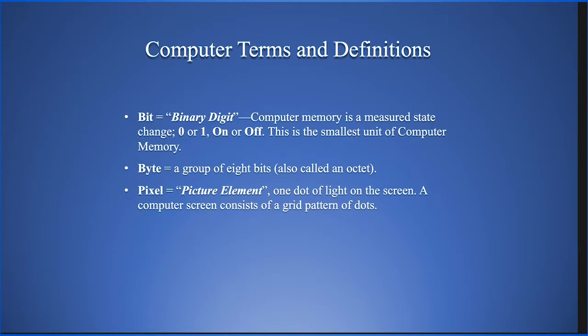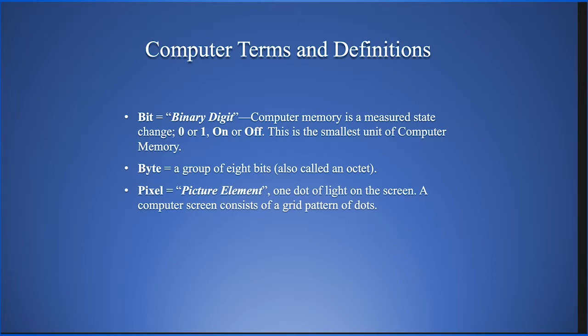A byte is a group of 8 bits. It can also be called an octet. And so when you're talking about bytes, kilobytes, megabytes, gigabytes, you're talking about groups of bytes.